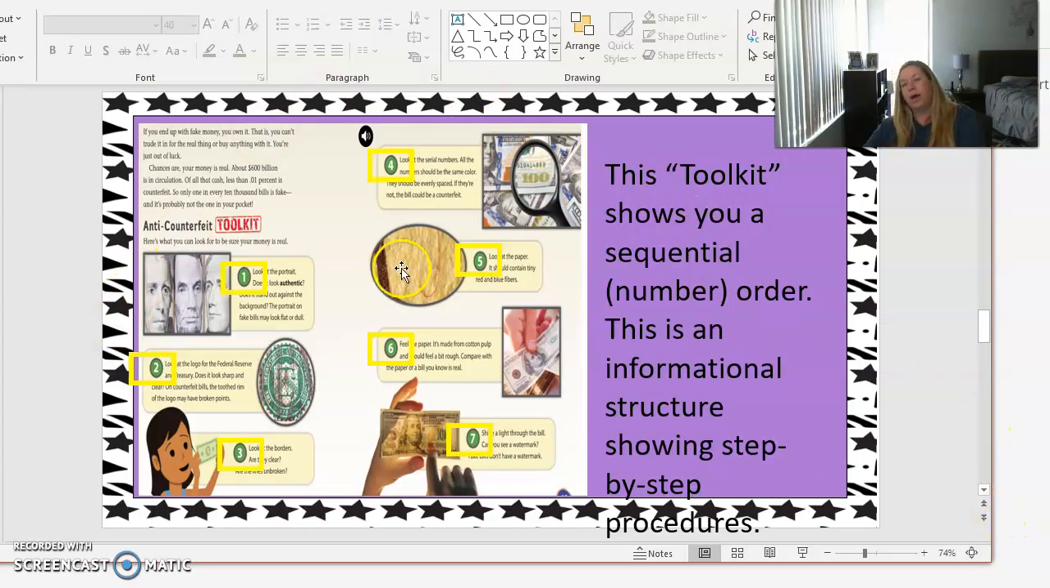In your text, you will have something called the toolkit. The toolkit tells you the sequential order. This is an informational structure showing you step by step. So you're going to want to go in order: first, second, third, fourth, fifth, sixth, and so on.